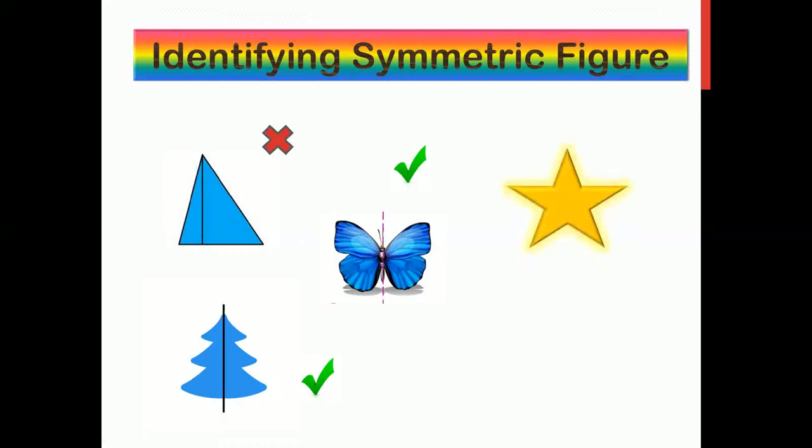It looks like a star which you people get in your notebooks for good presentation of work. Is it a symmetric figure? Let's see. Yes, it is. A vertical straight line has divided this star into two equal and identical halves. So, yes, it is a symmetric figure.